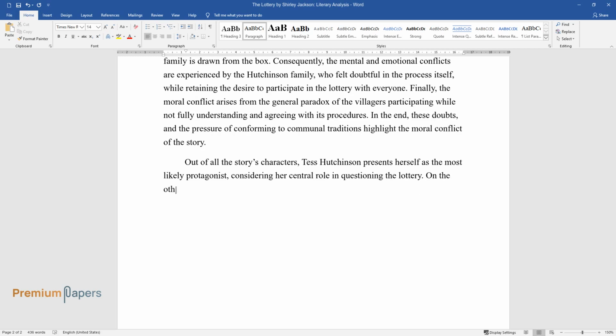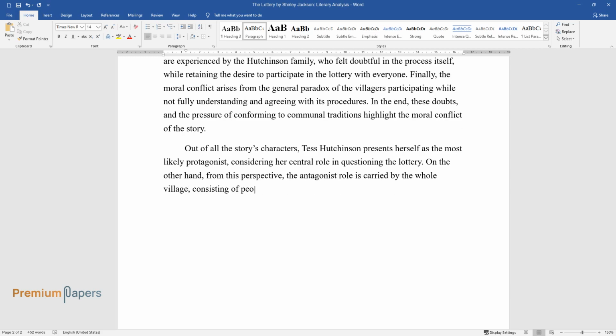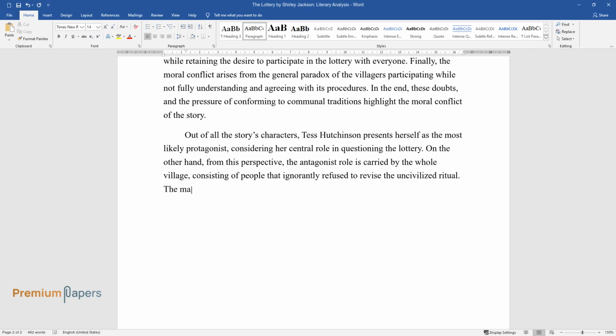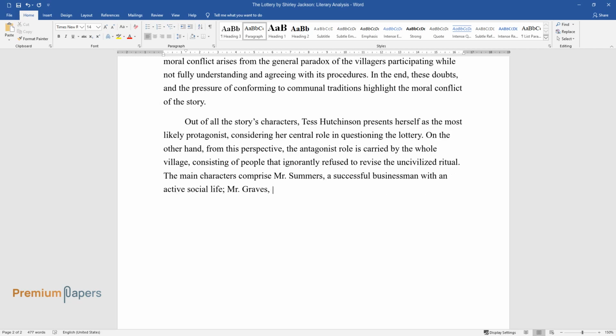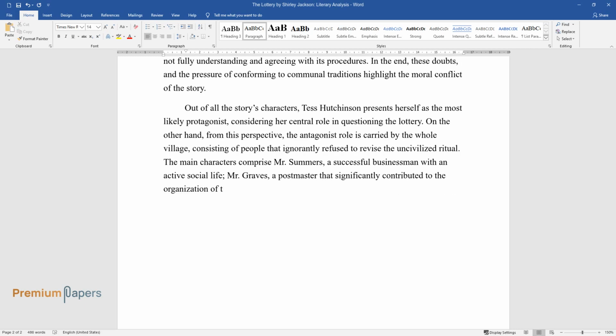On the other hand, from this perspective, the antagonist role is carried by the whole village, consisting of people that ignorantly refuse to revise the uncivilized ritual. The main characters comprise Mr. Summers, a successful businessman with an active social life, Mr. Graves, a postmaster that significantly contributed to the organization of the lottery.